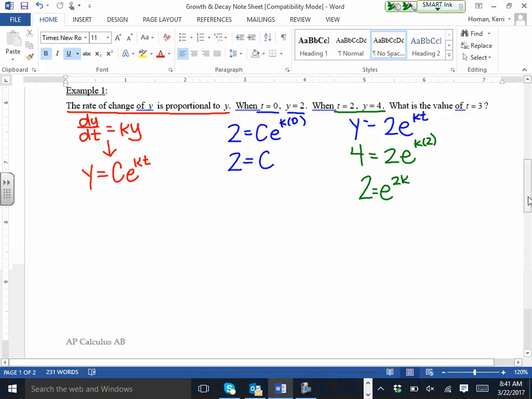Okay, so divide the 2 over. 2 equals e to the 2k. Now let's just talk about solving this without our calculator. How do I get k by itself without using our calculator? Natural log. Okay, we need to write that the natural log of 2 equals 2k. So k is the natural log of 2 over 2.